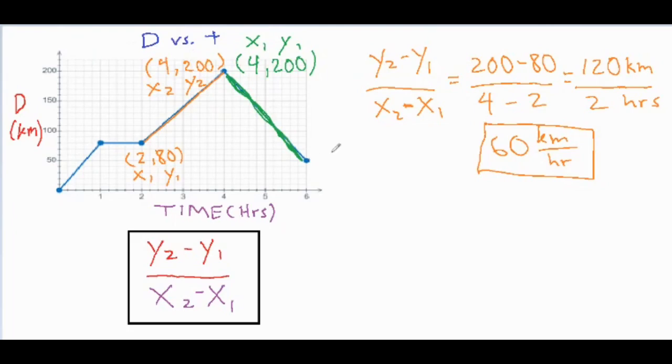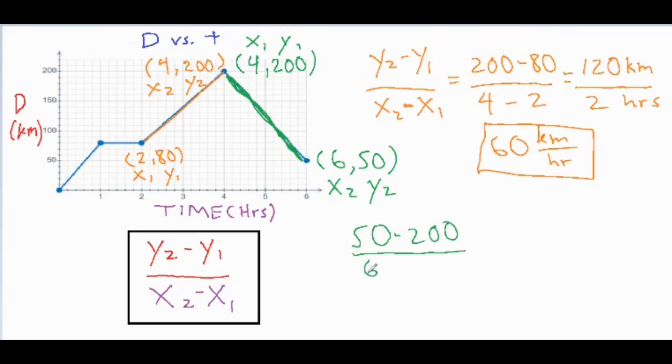Now with my final data point, this one is 6 over, and it goes up to, it looks like about a distance of 50. So that's my x2 and my y2. So I'm going to do the same thing as I did with the previous one. I'm going to make sure I grab all my values. I'm going to look at my y2 minus my y1. And then I'm going to grab my x2 minus my x1.